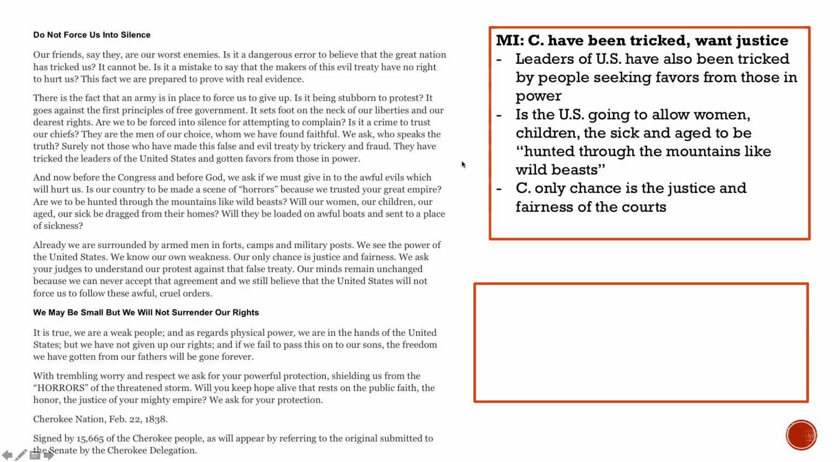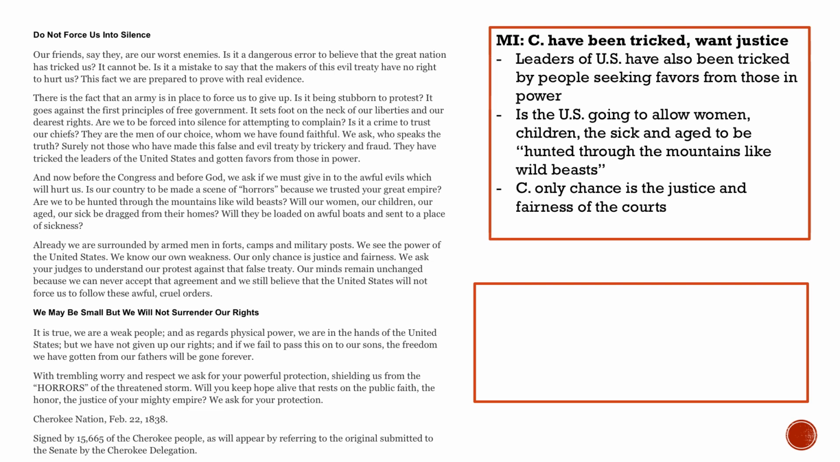And it seems like the Cherokee think that their only chance at justice is the fairness of the courts. So it's interesting that even though they see this going on around them, it seems like they kind of know what's going to become of them. They are still looking to the courts to sort of try and get them some fairness here.